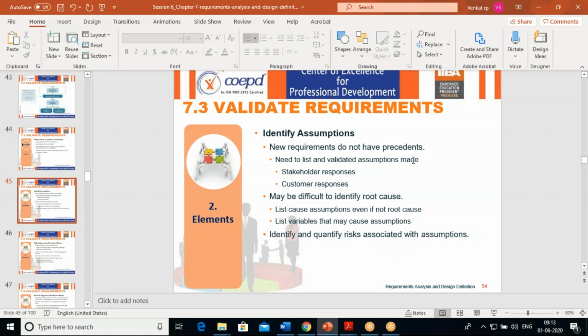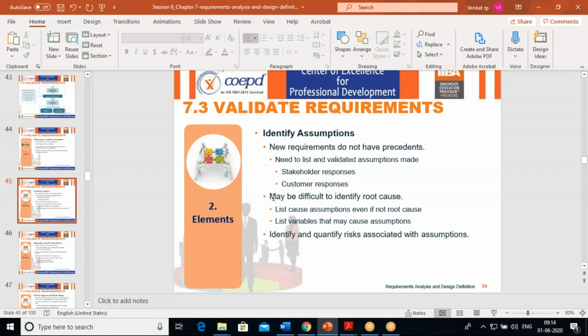Here we need to list and validate the assumptions made for the stakeholder assumptions and customer responses. That means we need to prepare that assumptions list and get it verified by these people. Then only will we understand to what extent we are correct and to what extent we are wrong.